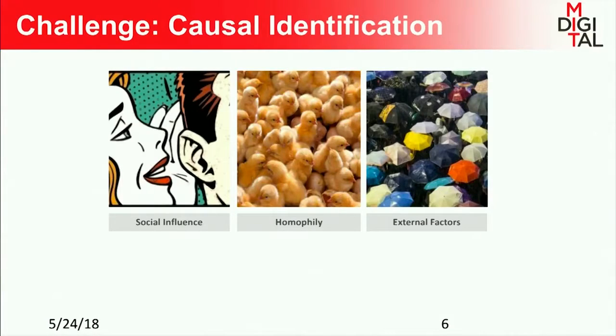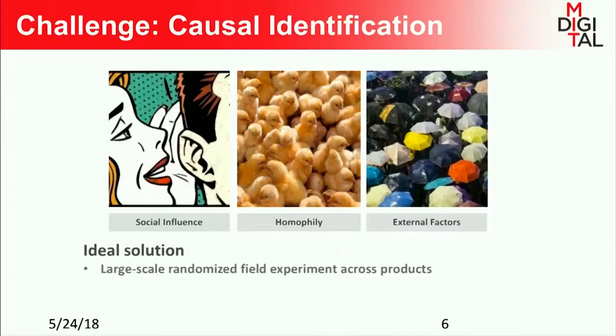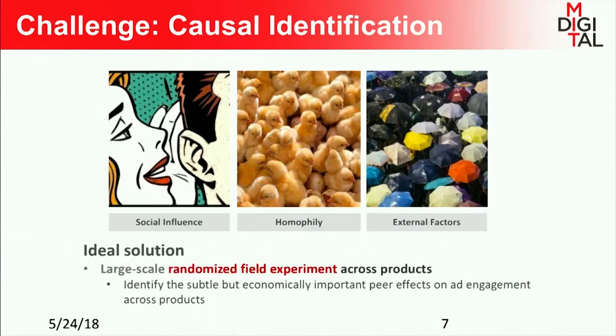And the last possibility leading to these correlated behaviors is the external confounding factor. If we see everybody outside has their umbrella out, it may not be because of social influence or homophily. It may just be because of the rain. As a result, the ideal solution to answer our research question is to use large-scale randomized field experiments across products to identify the subtle but economically important peer effects on ad engagement across products.